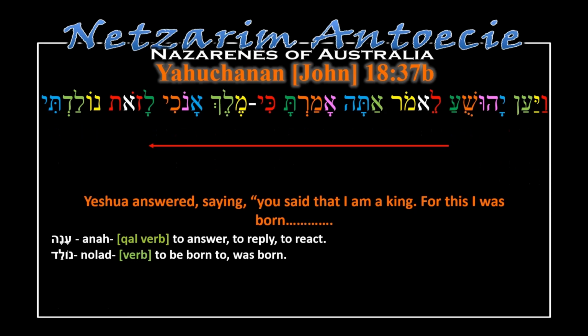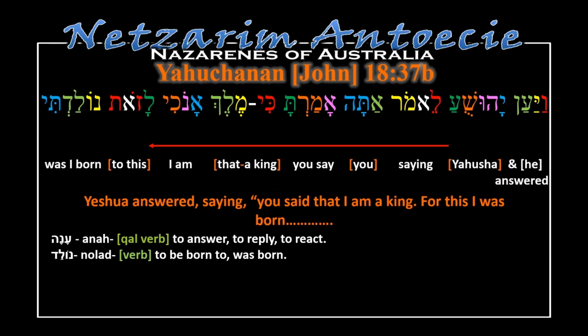And now let us read that. And it is, Vaya'an Yahushua lemor ata amarta ki melech anoki lazot nolati. And the translation, and he answered, Yeshua, saying, you say that a king I am. To this was I born.